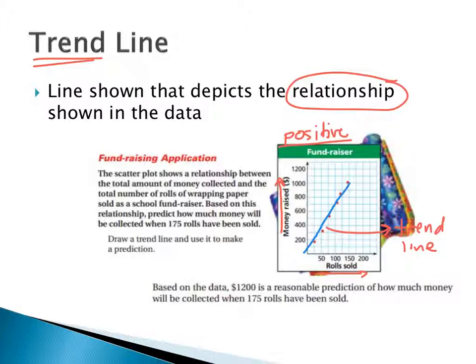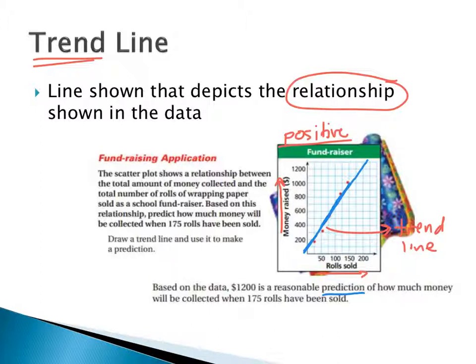Now, why is this important? Well, if I get this trend line, I can trace it beyond and beyond. And what does this allow me to do? Once I see this general relationship, I can make predictions. So if I see this general relationship that it's increasing, now I can say, based on the data, is $1,200 a reasonable prediction for selling 175 rolls? So basically, if I sell 175 rolls, is $1,200 a reasonable prediction?